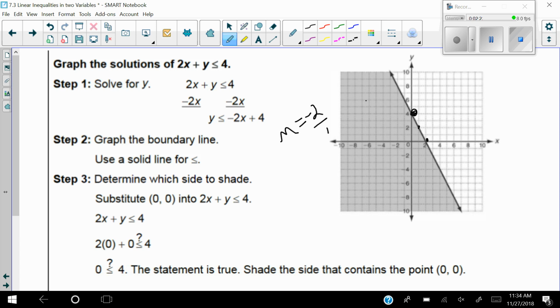So to double check, what they did is they substituted 0, 0. And see 0, 0 is right here, and that should be in the solution. It should work. So when they plug in 0 for x and 0 for y, they end up with 0 is less than or equal to 4. 0 is less than or equal to 4, so that works. Okay, let's take a look at another example.